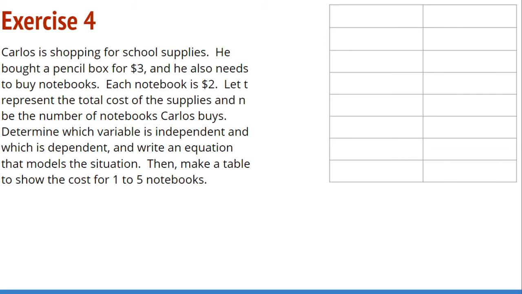Carlos buys. Now, I just heard here that $3 isn't changing. He bought a pencil box, $3. So at the front here, I'm always adding $3. I'm going to write that down because that's a flat fee. It doesn't change. He's buying one pencil box. It's $3. He has to pay for it. What is going to change is the number of notebooks.